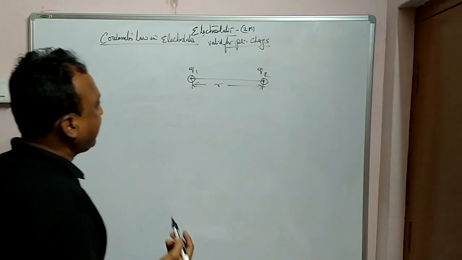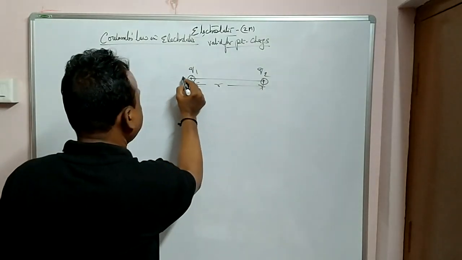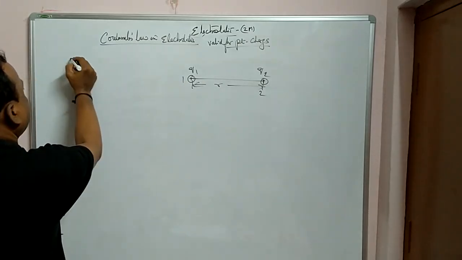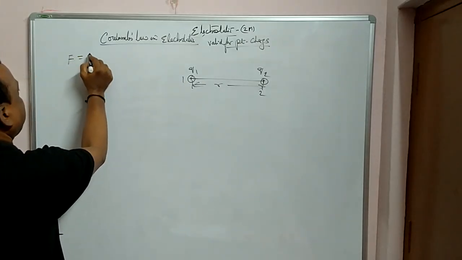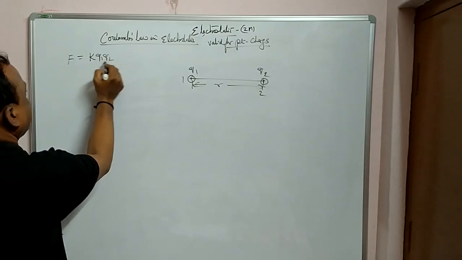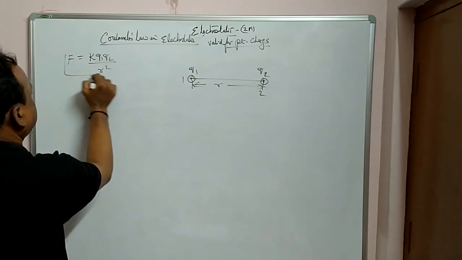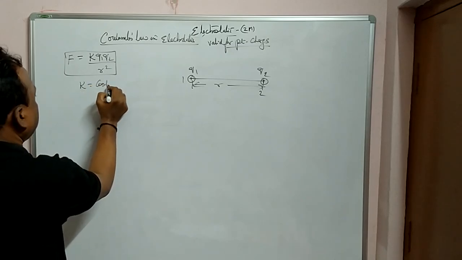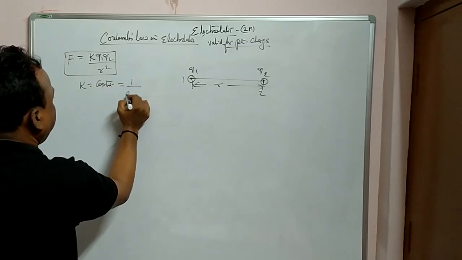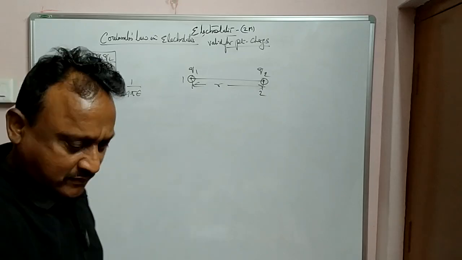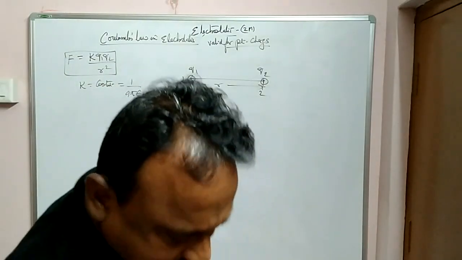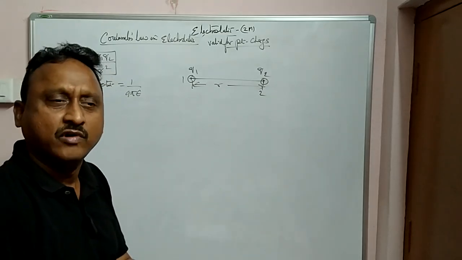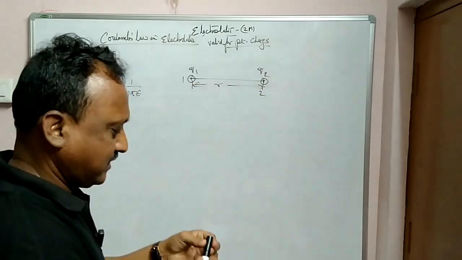Now what happens? See here, this is the first charge, this is the second charge. Now let us calculate Coulomb's law. What is Coulomb's law? Coulomb's law is generally given by K Q1 Q2 by R square, or D square. And here K is the constant, which is equal to 1 by 4 pi epsilon.